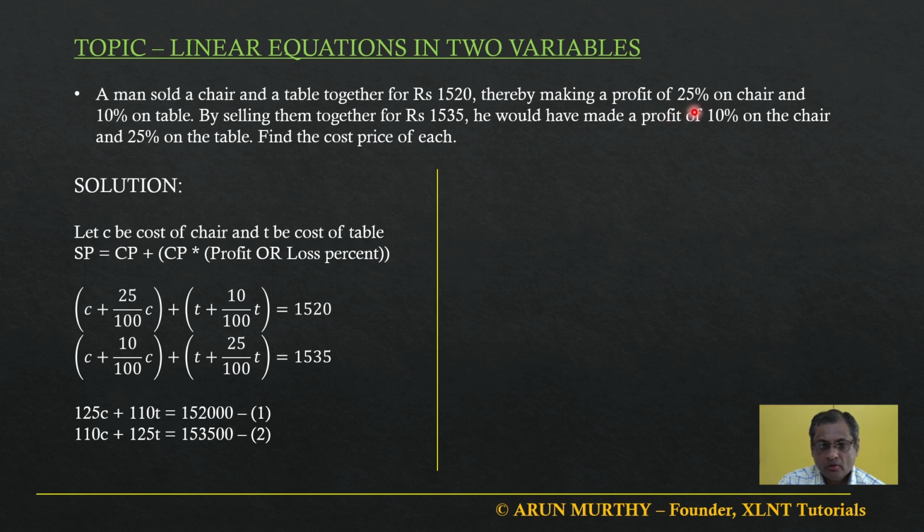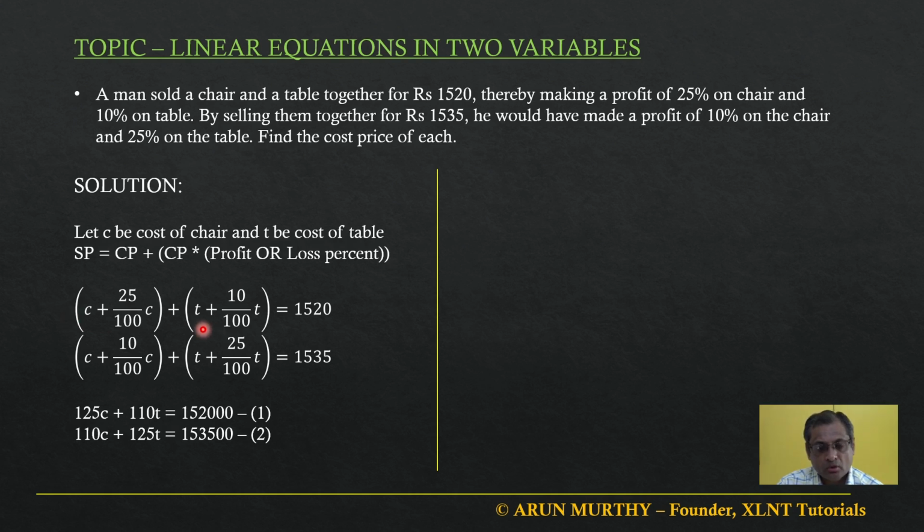A profit of 25% on the chair, it says. If C is the cost price, then the profit amount in this case will be 25% of C, which is 25 by 100 into C, and the selling price therefore becomes C plus 25 over 100 C. So this represents the selling price of the chair.